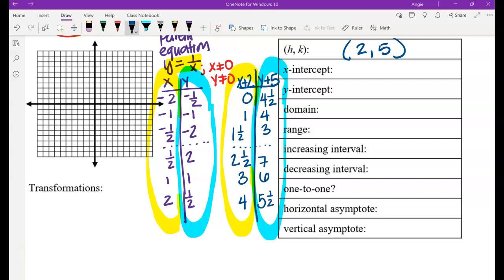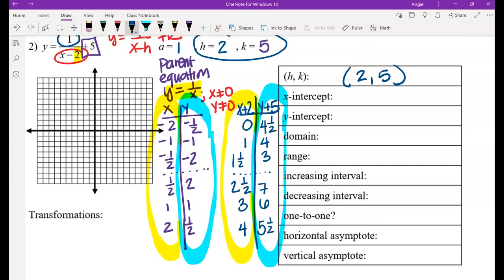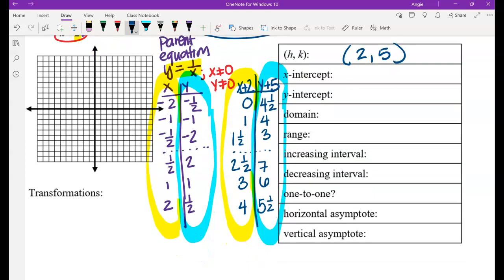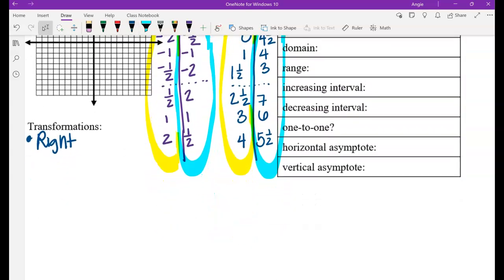Okay, so hopefully you guys got the same values as I do here. And then let's plot them, okay? So your transformations are going to be, you have the h and k only. So the h, because it's positive 2, we are going to go right. Okay, we're going to go right 2 units.